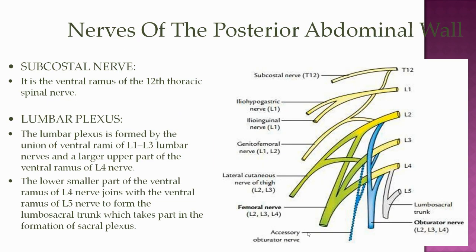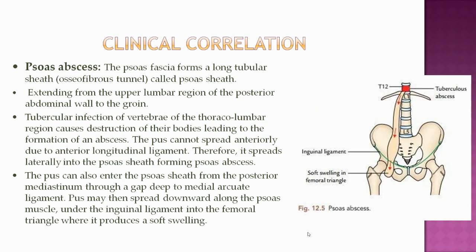Now we will see the nerves of the posterior abdominal wall. Subcostal nerve: it is the ventral ramus of the 12th thoracic spinal nerve. Lumbar plexus: the lumbar plexus is formed by the union of the ventral rami of L1 to L3 lumbar nerves and a large upper part of the ventral ramus of the L4 nerve. The lower, smaller part of the ventral ramus of the L4 nerve joins with the ventral ramus of the L5 nerve to form the lumbosacral trunk, which takes part in the formation of the sacral plexus.